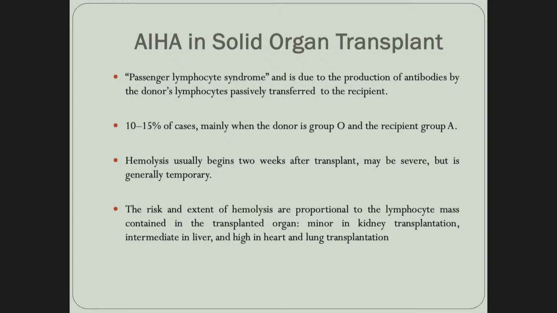AIHA in solid organ transplant does happen because of passenger lymphocyte syndrome, where antibodies of the donor lymphocytes passively transfer to the recipient. It is seen in 10 to 15% of cases where a major mismatch happens, like a group O donor and a group A recipient. Hemolysis usually begins within 2 weeks of transplant, may be severe, but it is transient and goes off. The risk and extent of hemolysis are proportional to the lymphocyte mass contained in the transplanted organ.